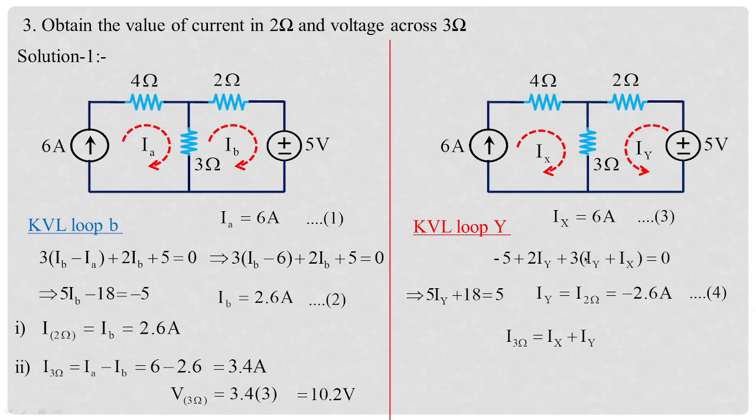Now once we obtain the value of IY, just obtain the value of branch current I3 which is equal to IX plus IY. Substitute the value of IX and IY, and again we are going to get the value of I3 which is equal to 3.4 amperes. Once we are done with the branch current, calculate the value of voltage which is 3.4 into 3, that is 10.2 volts. So in these two solutions you must have seen the result, what we have got in the name of magnitude, it is same.